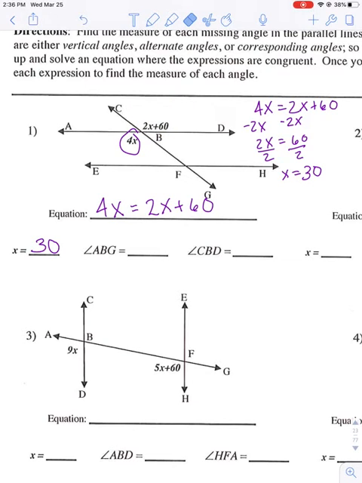ABG is the angle I have circled right now. So I need 4 times 30. 4 times 30 equals 120. So that is going to be degrees. There's an angle that's 120 degrees.